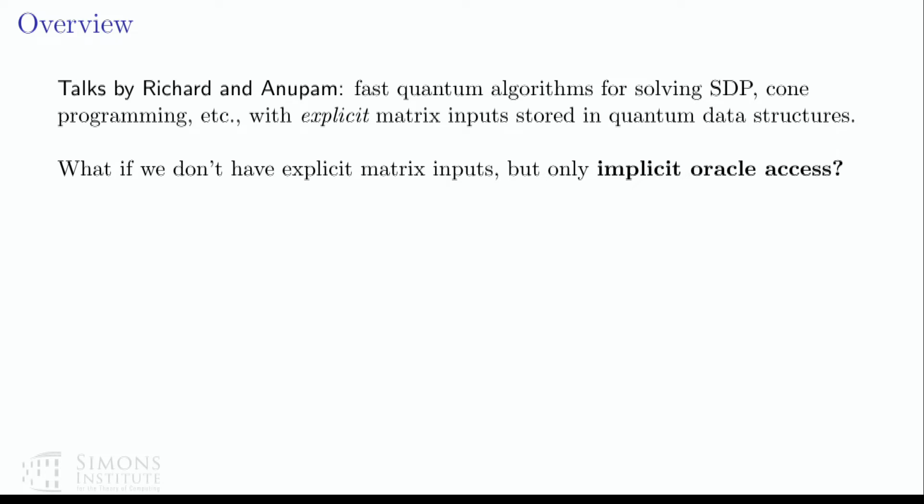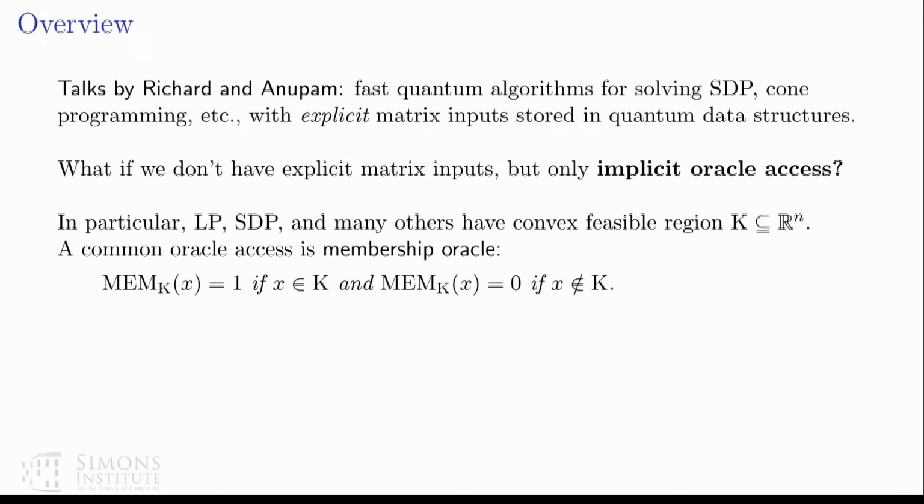So what do I mean by implicit oracle access? In particular, for important convex optimization problems, like the LP, like the SDP, and many others, they have a convex feasible region, a convex body K in an n-dimensional real space. A common oracle access to a convex body is the membership oracle, where you assume the ability to test whether a point is inside the convex body or not. It's basically a membership function that returns 1 if your point is inside the convex body, or 0 if the point is outside the convex body.